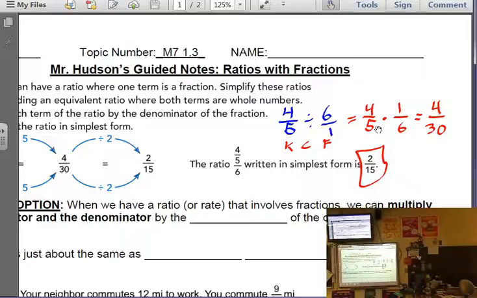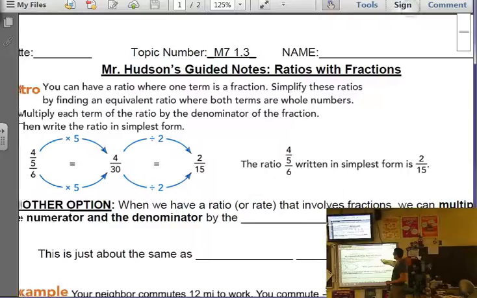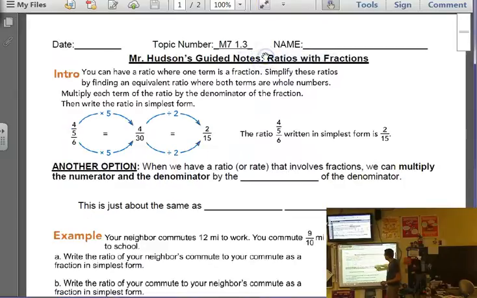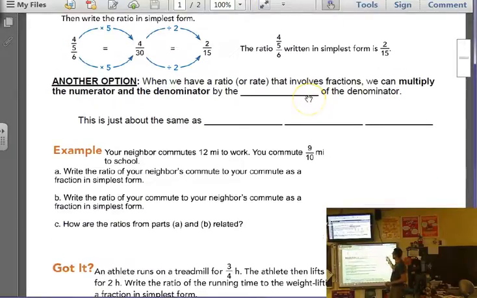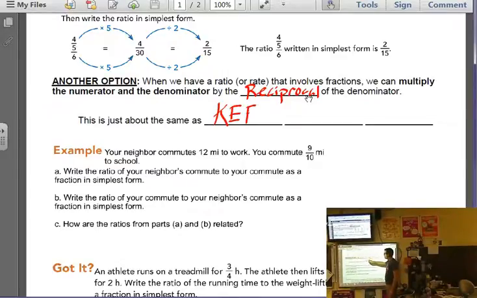So, your other option, this is why in big bold letters I put another option. Your other option is to just, gotta zoom out, calculator. When we have a ratio or rate that involves fractions, we can multiply the numerator and denominator by the, what's it called when I flip a fraction? Yeah, reciprocal. I should be more specific when I'm looking for hands or just shout outs. And that process is your keep, change, flip.